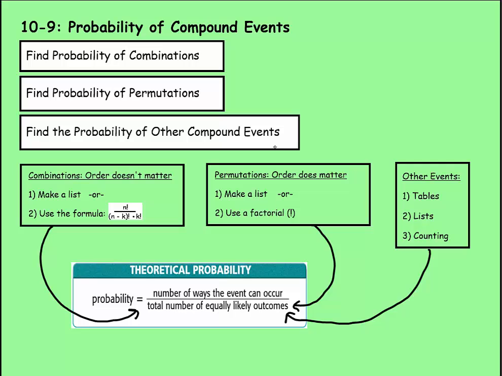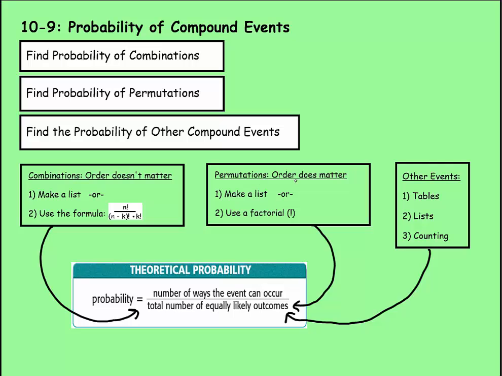So just a reminder, we've worked with combinations in previous lessons, permutations in previous lessons, and then also other events too, which involve tables, lists, or just counting. So when you need to find the total amount of combinations, you can either make a list, or you can use the formula that we've used with factorials. And when you get your total amount of combinations, that becomes, in your theoretical probability, the total number of equally likely outcomes. Then on top of your theoretical probability is the number of ways that the event can occur. It's an event that you're looking for.